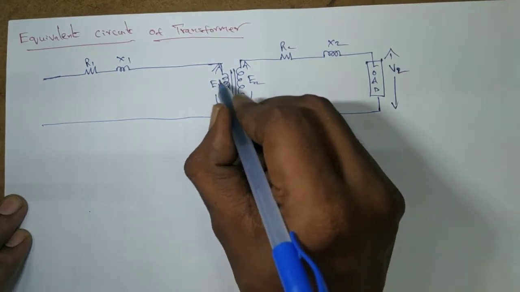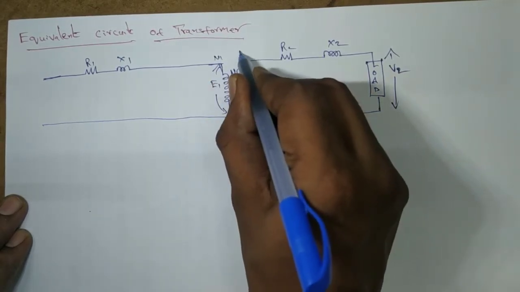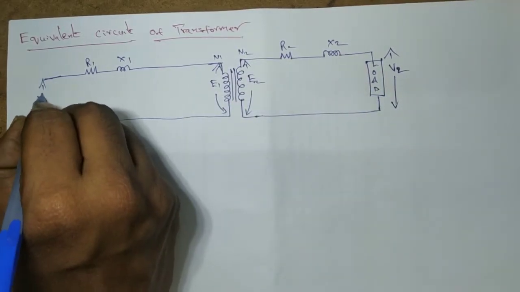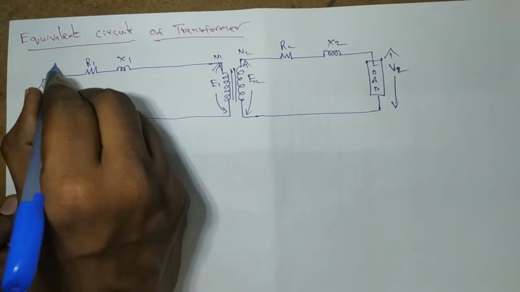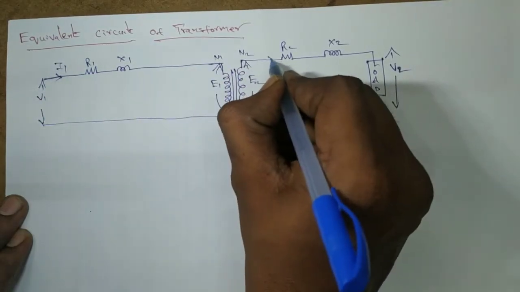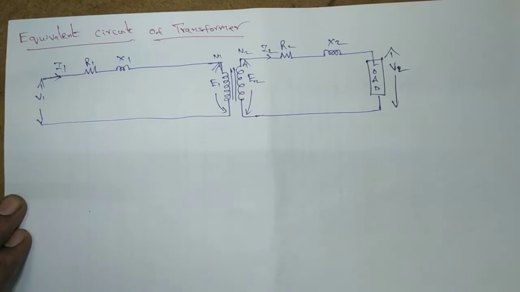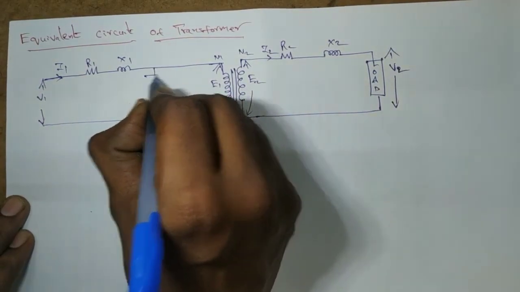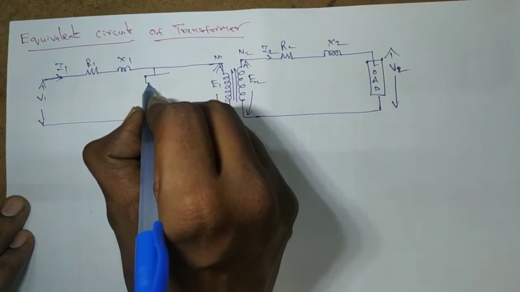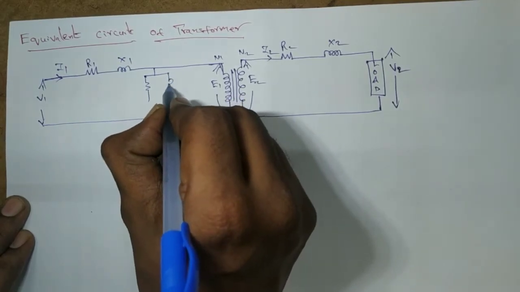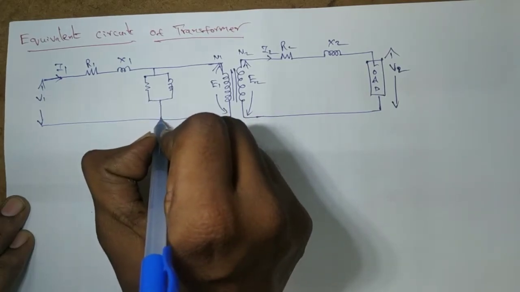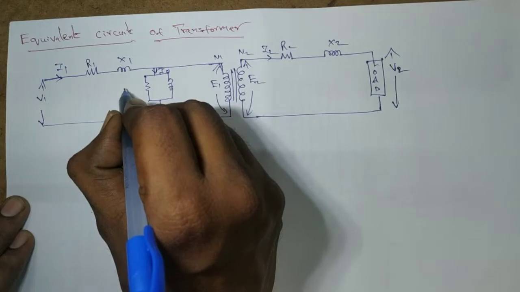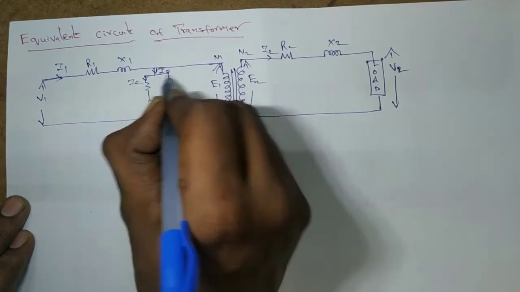So in between primary and secondary, there will be an iron core that is represented by two parallel lines, just like now represented. Now supply side is V1, which is supply voltage. Current flowing in primary is I1, secondary is I2. And in primary side, there will be no load current. And no load current is divided into two components. One is the magnetizing component, one is the core component. So magnetizing component is represented by IM and core component is represented by IC.